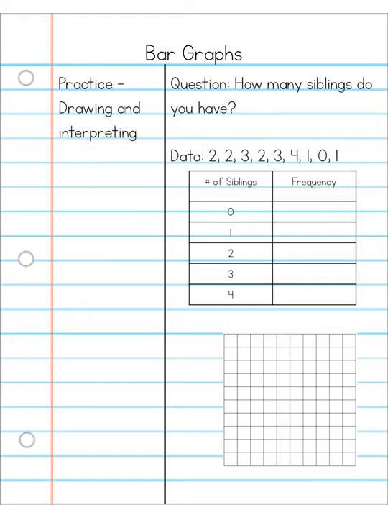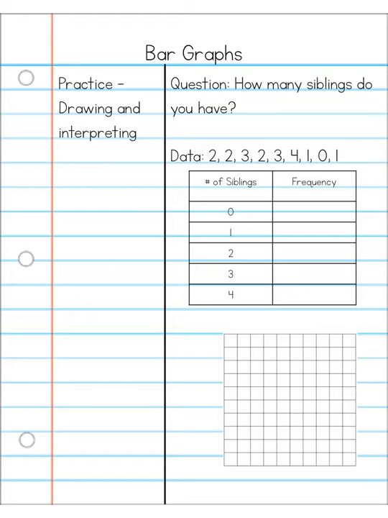Now we're going to look at an example that requires us to go from start to finish, creating our frequency table and creating our bar graph. So the question is, how many siblings do you have? And we have data points 2, 2, 3, 2, 3, 4, 1, 0, and 1.